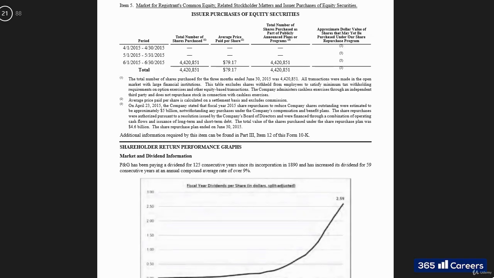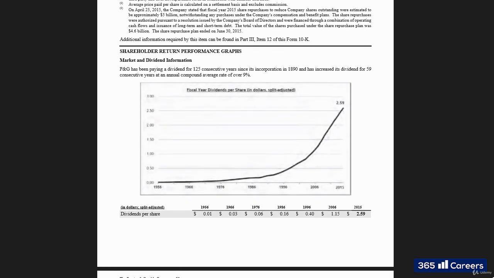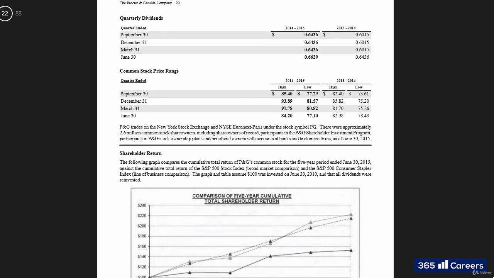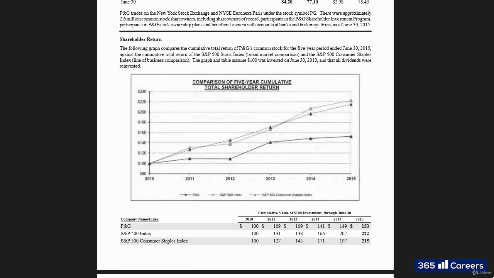The second part of the report contains information about the stock market performance of the company, the dividends that it paid, its high and low price, and a comparison with the rest of the market. In this case, the S&P 500 index approximates the rest of the market.